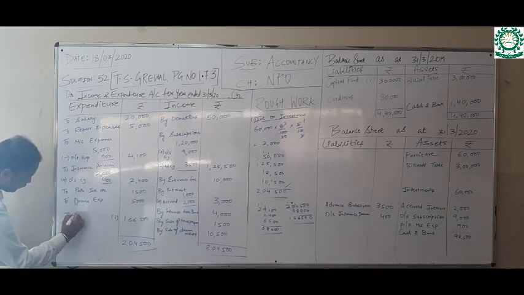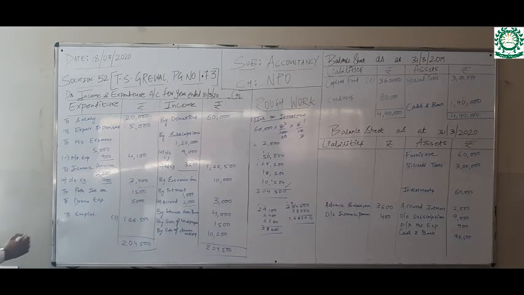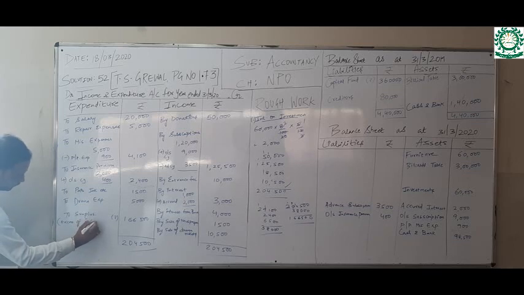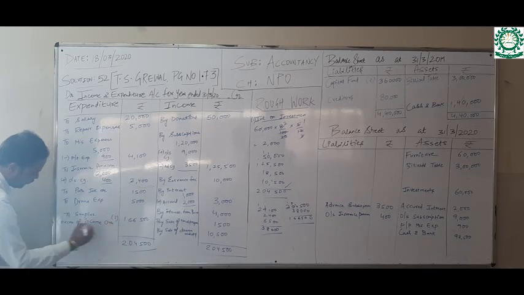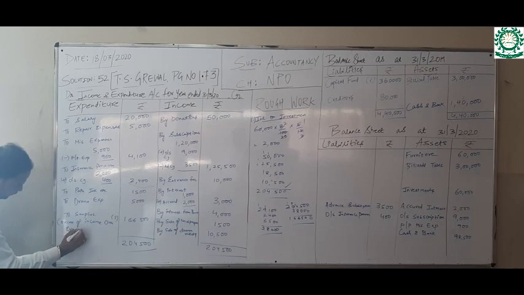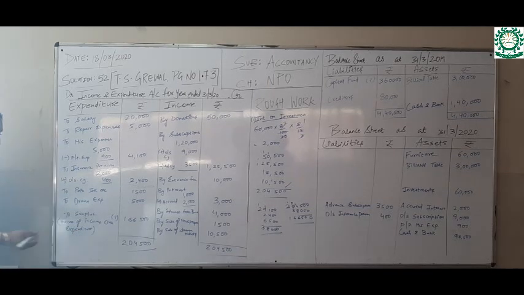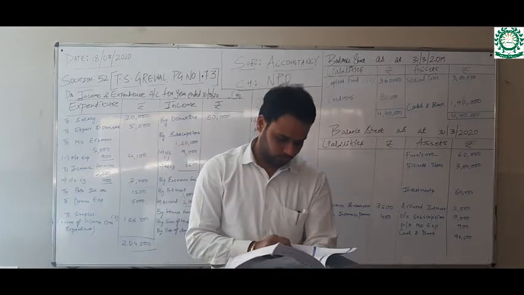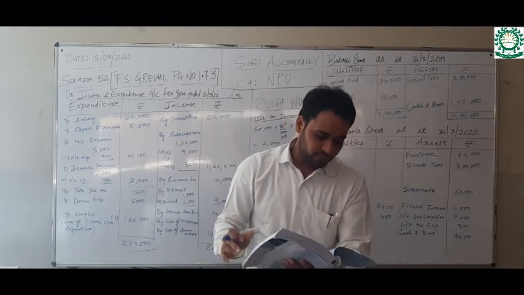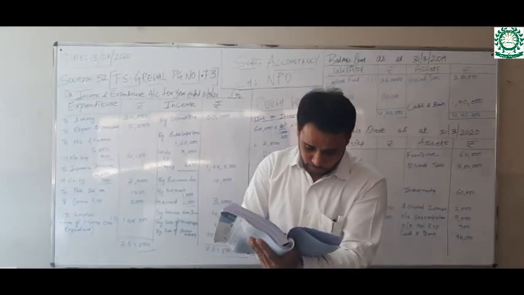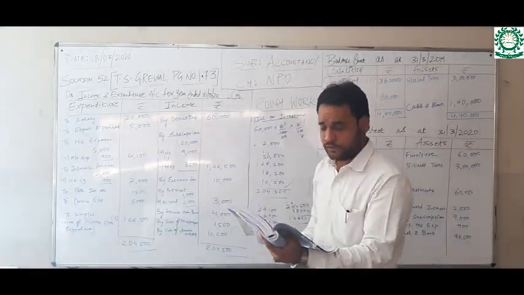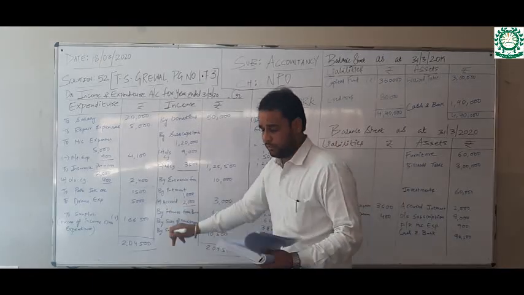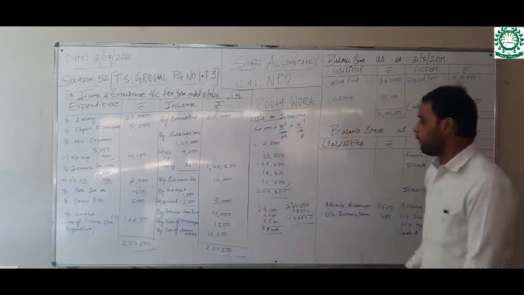So surplus, in bracket we can indicate excess of income over expenditure. Let us check whether our surplus is correct or not on page number 1.80, question number 52, surplus, that is 1,66,500. Now this surplus will be carried to current year balance sheet.